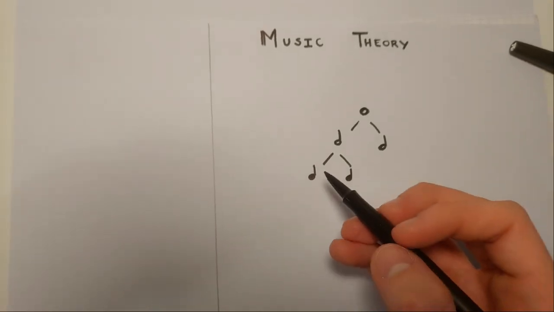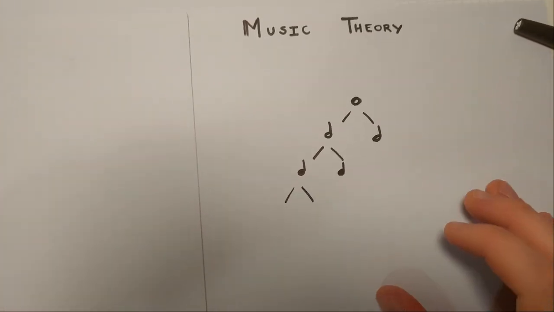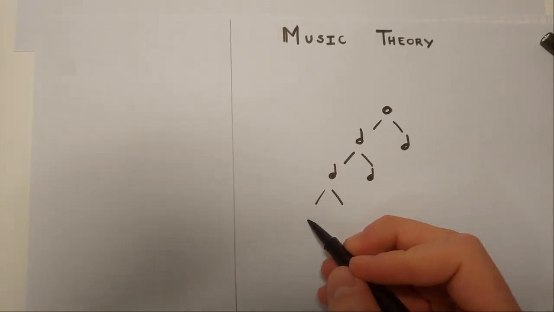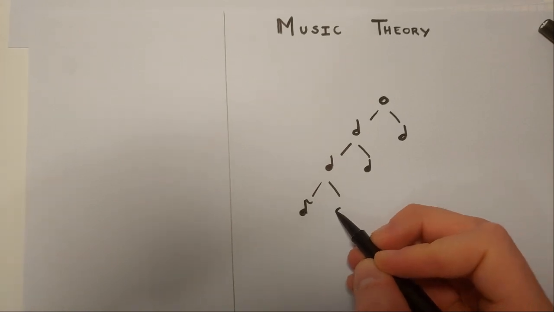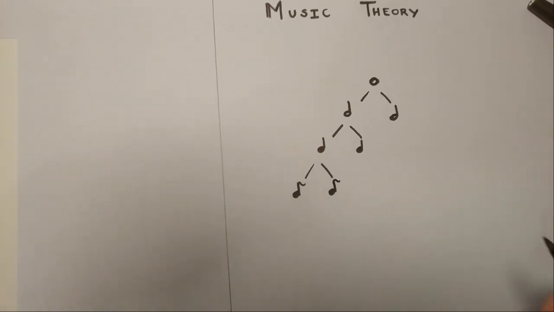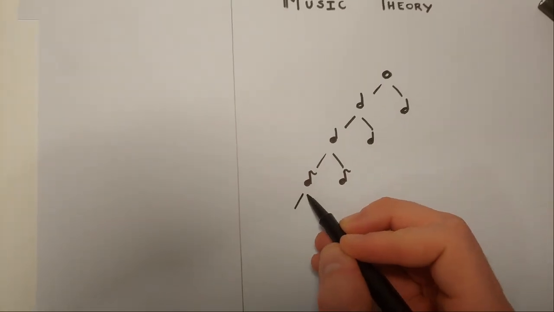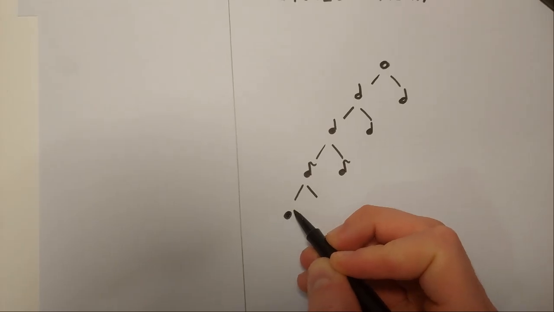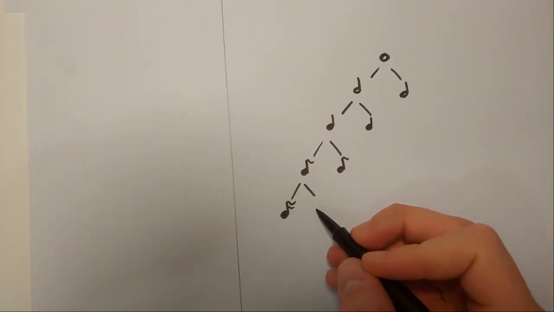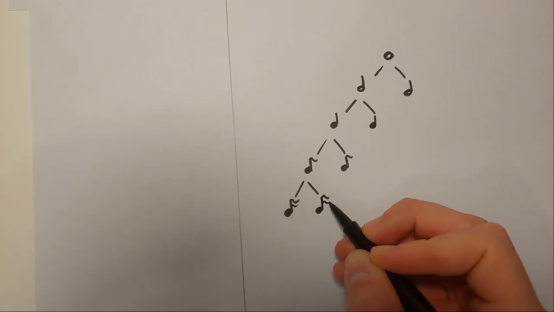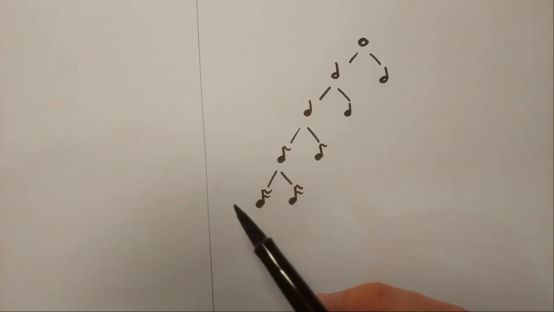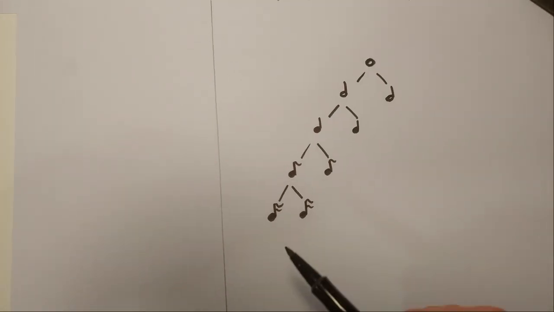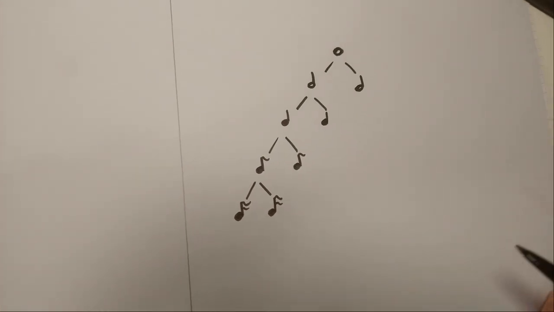Each quarter note can be separated into two eighth notes or quavers. This is one quaver. This is another quaver. And each quaver can be separated into semiquavers, which have 2 tails. And each semiquaver can be separated into demisemiquavers with 3 tails, and then 4 tails, 5 tails, etc.